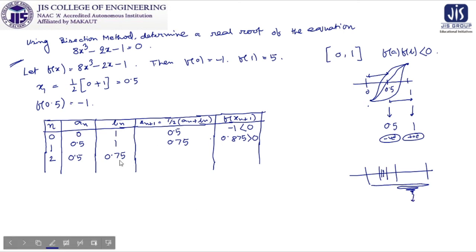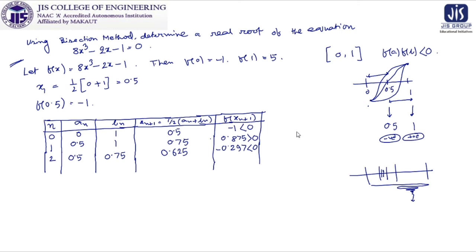So here also we are going to take 0.75, and for the further calculation it will be 0.625, and f of 0.625 is minus 0.297, which is less than 0.